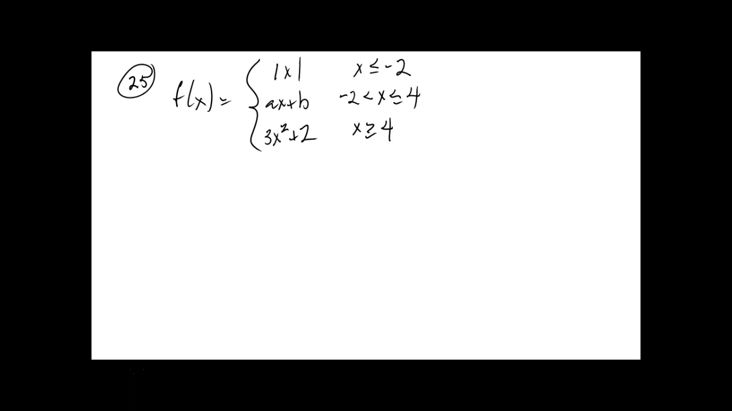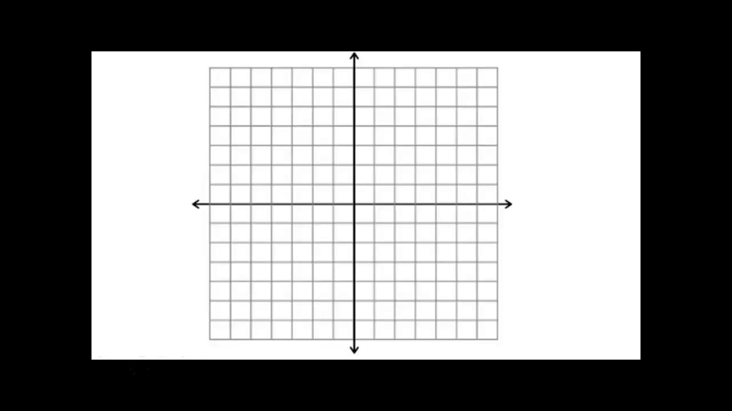Well, not a bad idea to do a graph. So actually I should be on a graph one. So let me do this. Write them again. F of x equals absolute value of x for x less than or equal to -2. And ax plus b for -2 less than x less than or equal to 4. And what was the other one again? 3x squared plus 2 for all x greater than or equal to 4, which really doesn't make a lot of sense, but it's okay.